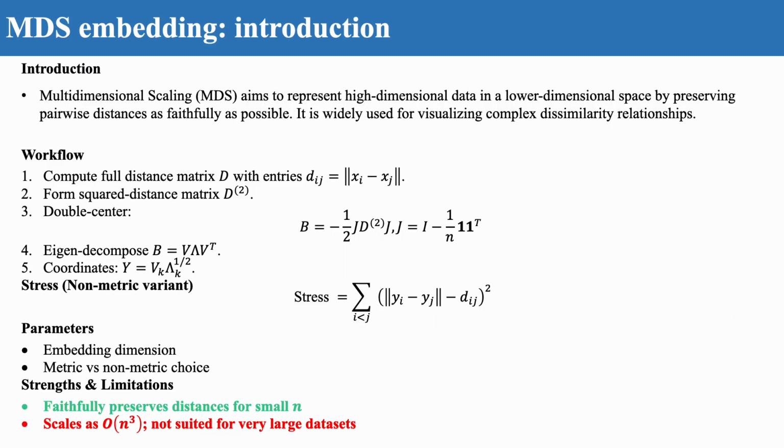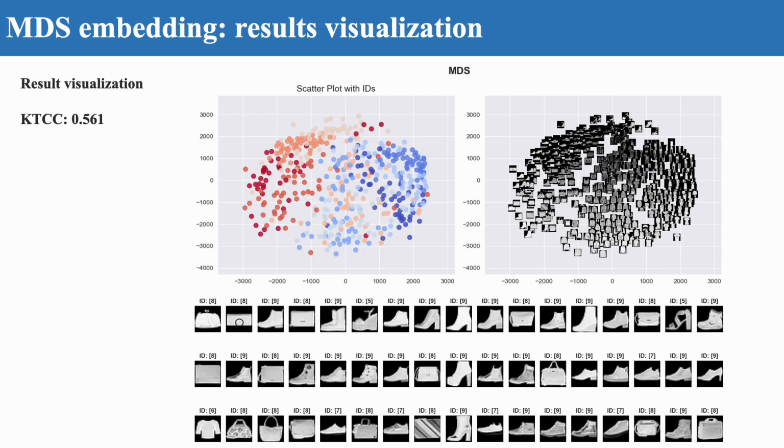Second, we examined multidimensional scaling, which minimizes stress between pairwise Euclidean distances, and it preserves global pairwise relationships. While it performs moderately better, it struggles with local neighborhood preservation. It achieves a Kendall's tau of 0.56, producing clearer clusters than diffusion map, but still overlapping some classes.